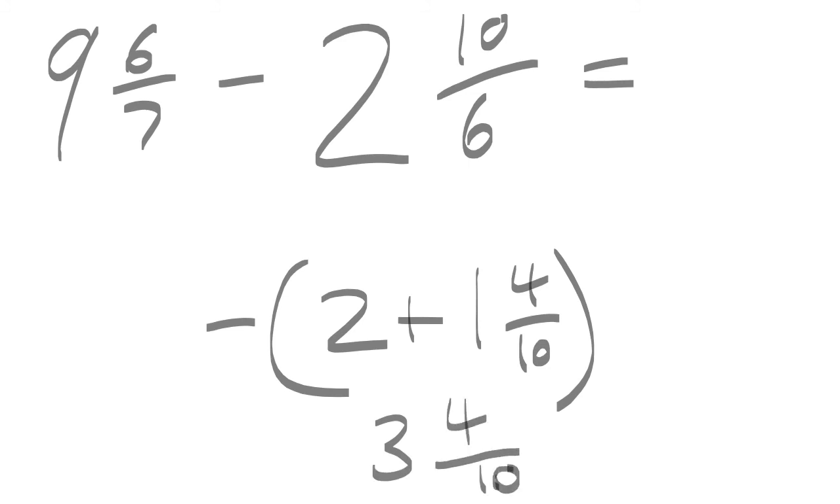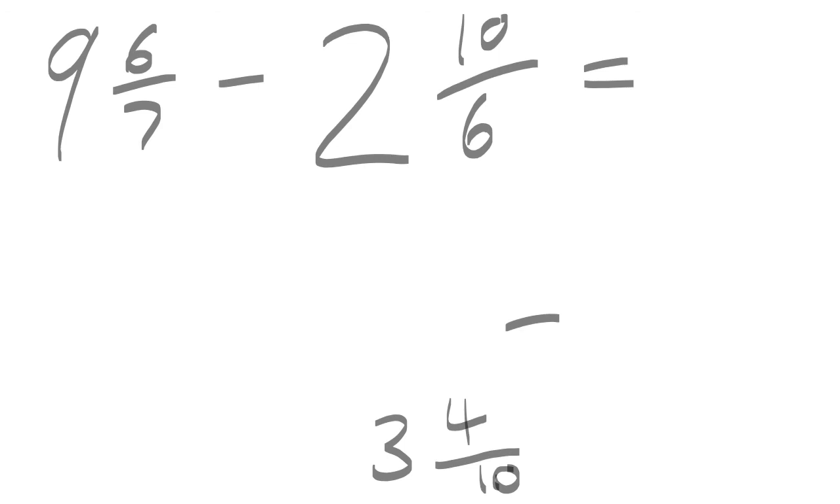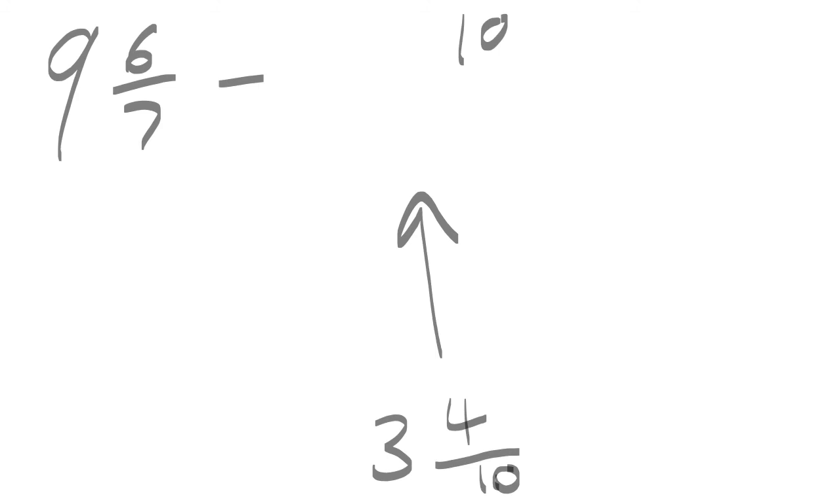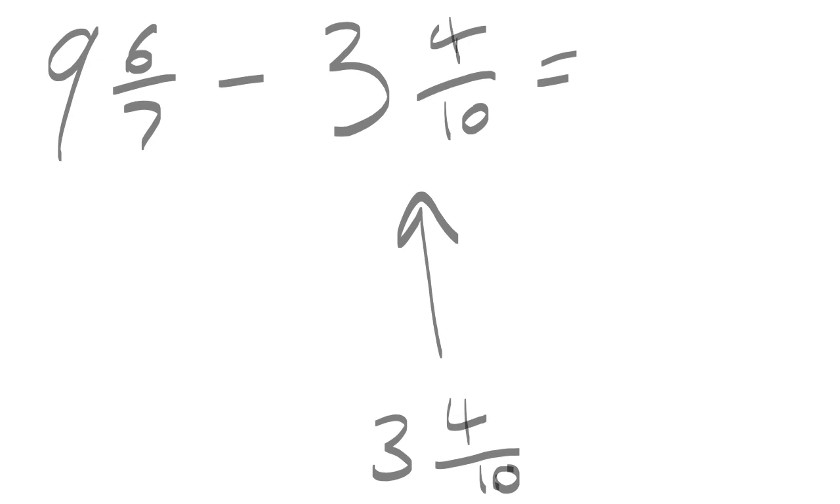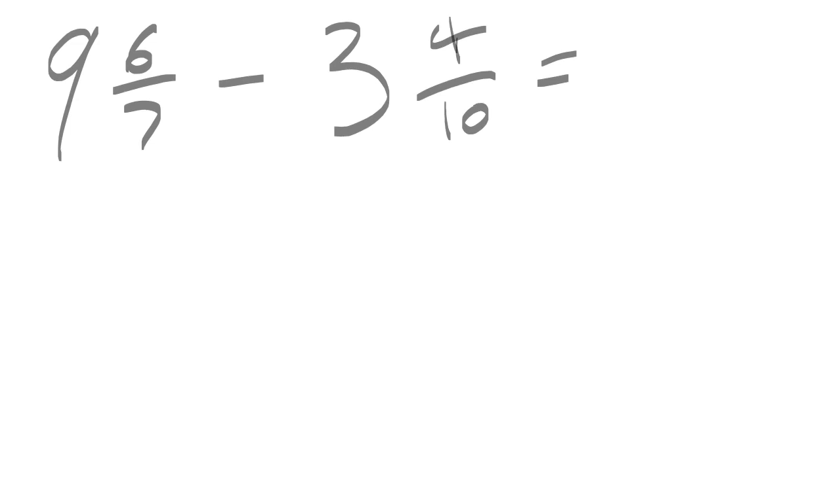So really, this entire value here is 3 4/10. So let's just tidy that up. Let's fix that up then, shall we? Okay, so the sum really is, there you go, 9 6/7 minus 3 4/10. We've tidied it up. We've removed the improper fraction. We've adjusted it to a mixed number. But we still have a problem.